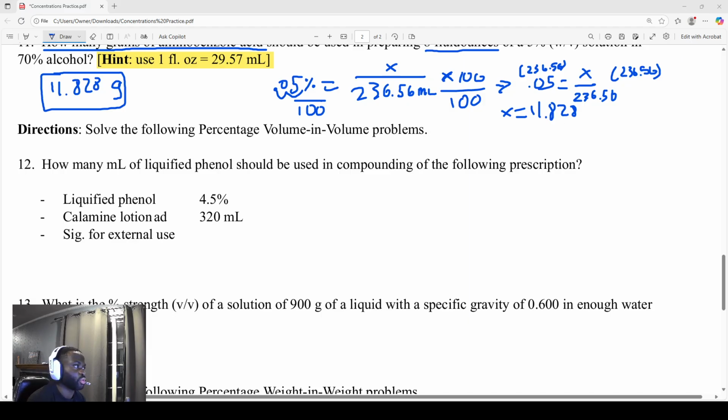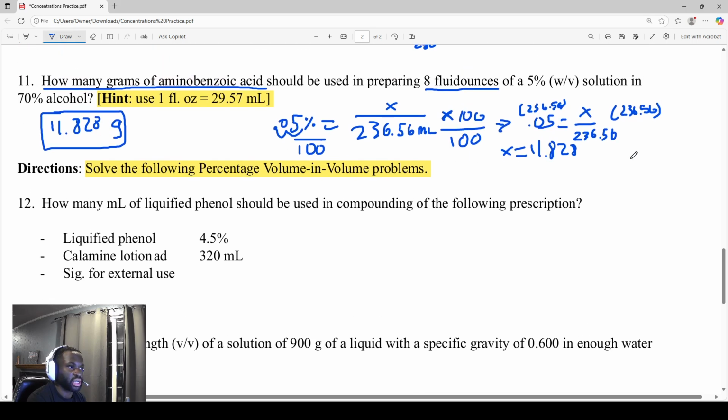Now, when it comes to solving for volume and volume problems, the math does not change much. The only thing that changes is that we're dealing with two liquids instead of a solid and a liquid.